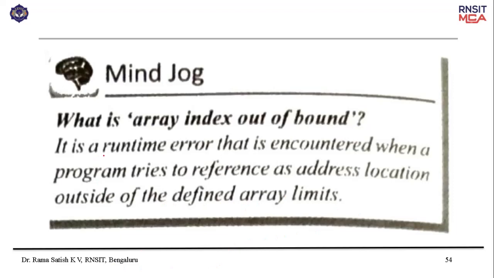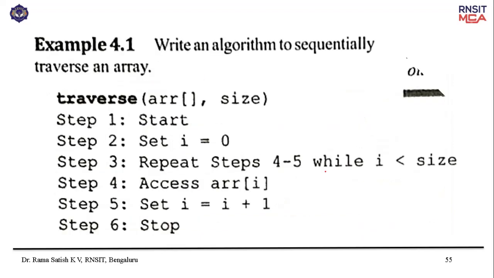Observe here, it's a runtime error that is encountered when a program tries to refer to an address location outside the defined array limits. So if you have defined an array of size 10, and you are trying to refer to the 11th location, then this array index out of bound runtime error will occur. It is most common in Java programming.